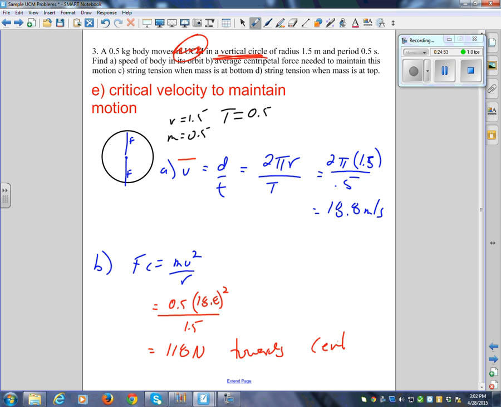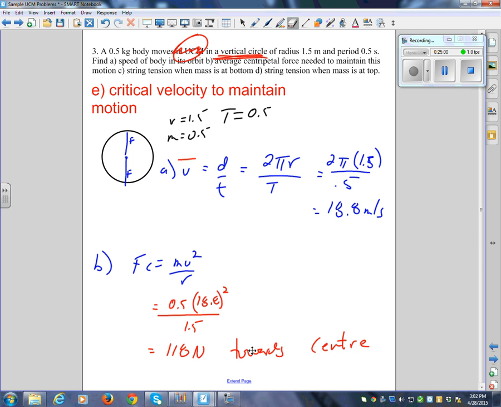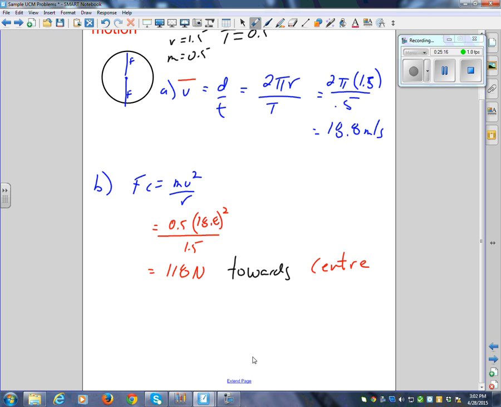You say that too? There's no way it's going to recognize that. Toward center. Okay, you go if you have to. I'm going to record it.